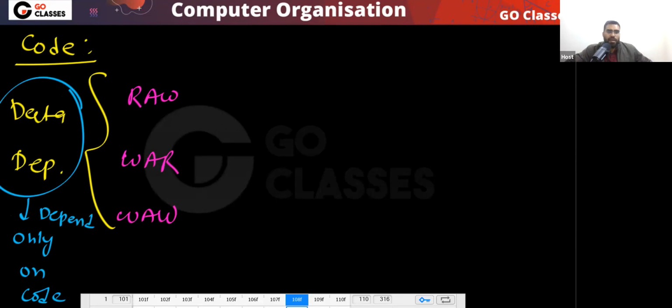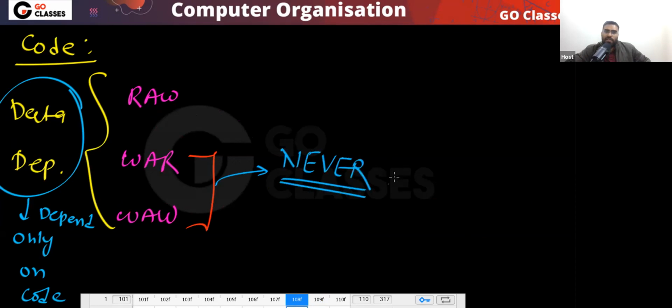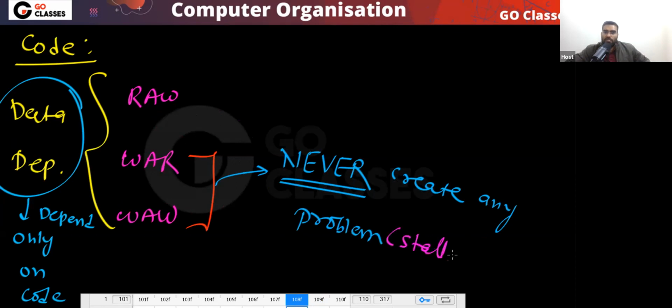Now something very, very important: these dependencies can never create any problem in our pipeline. They never create any stalls in our syllabus pipeline, or I can say in a single issue pipeline. Is this clear?